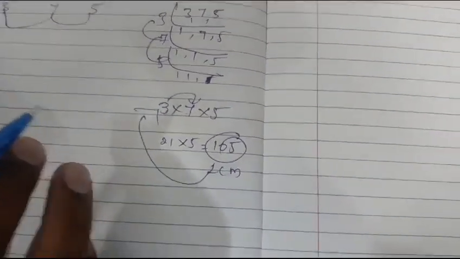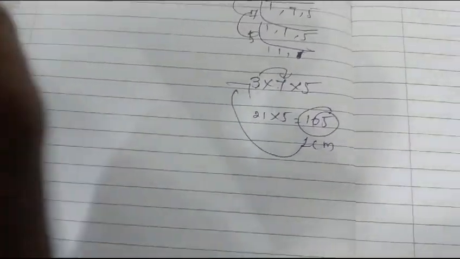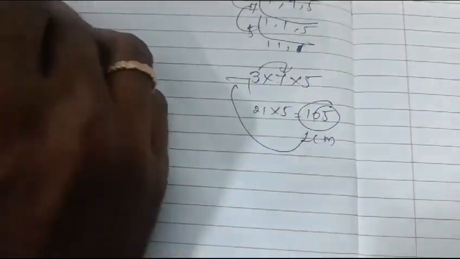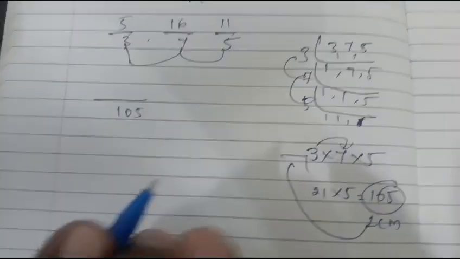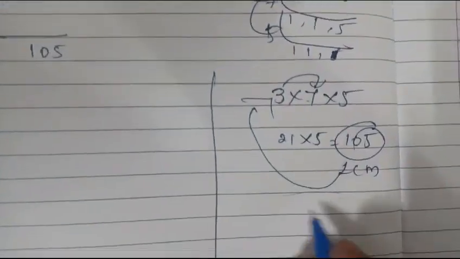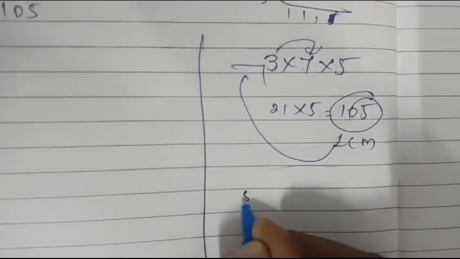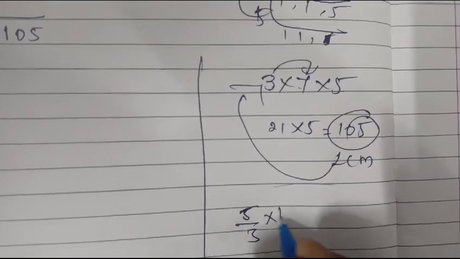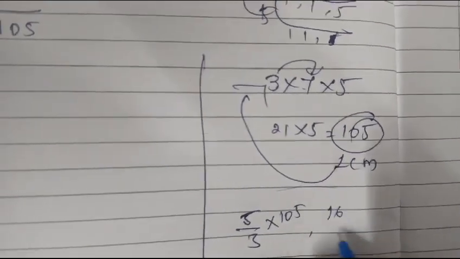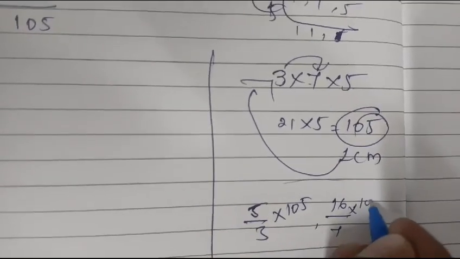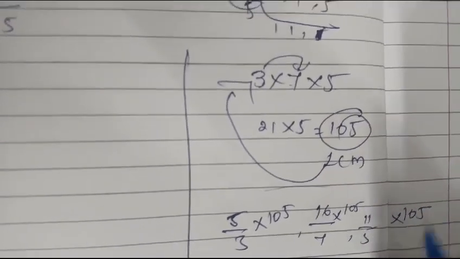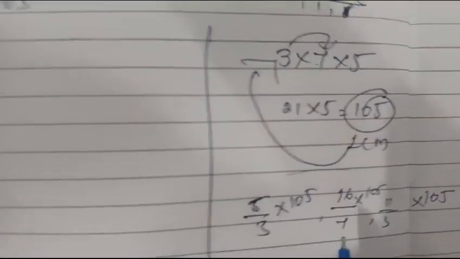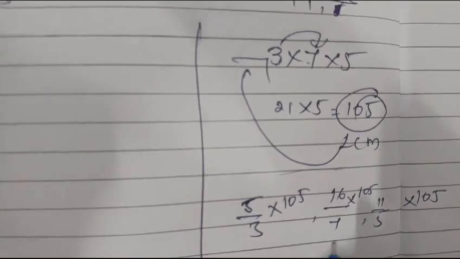Okay. So now, what do you do to get the exact answer? This is a small method which I follow. Now write for each one. Just write 105 like this, and whatever terms you got, you write them on the right side of your book, roughly, like 5 by 3 into 105, 16 by 7 into 105, 11 by 5 into 105. Any doubt? Yes. This is what you write on the right side of your book to get the answer.